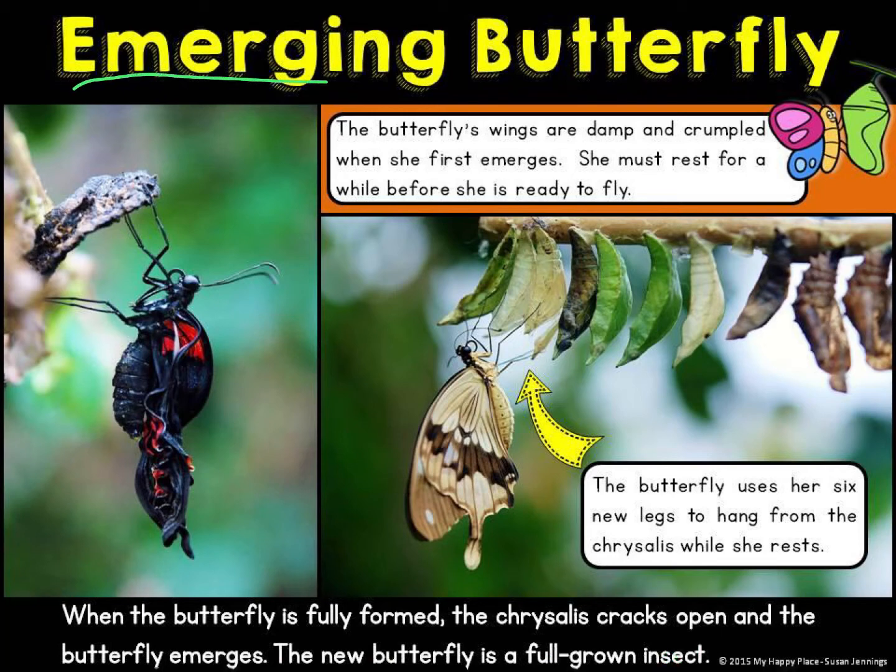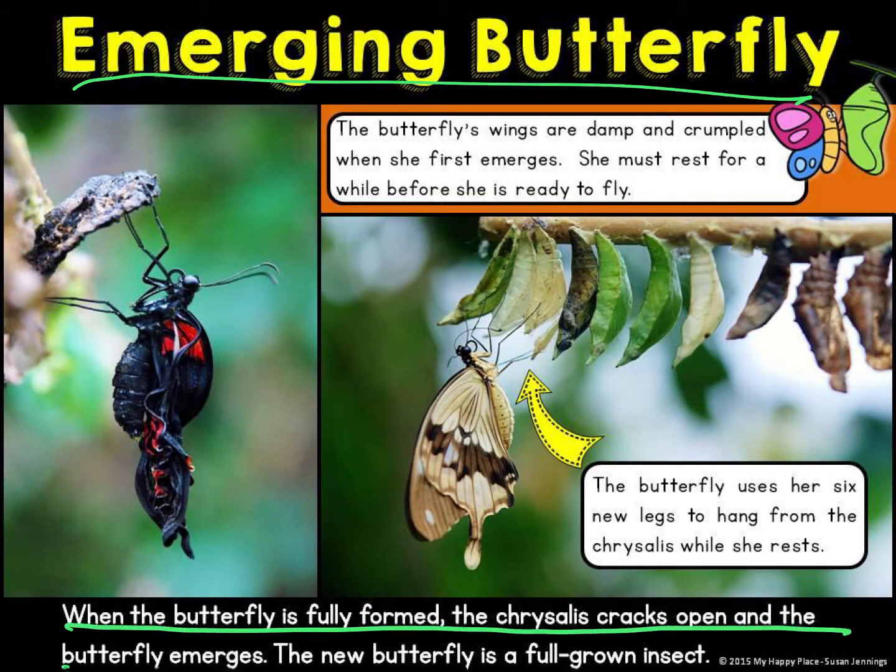So, emerging butterfly. When a butterfly is ready to hatch, the chrysalis cracks open kind of like an egg. I think it's interesting that the butterfly's wings are damp when she first hatches from the chrysalis.